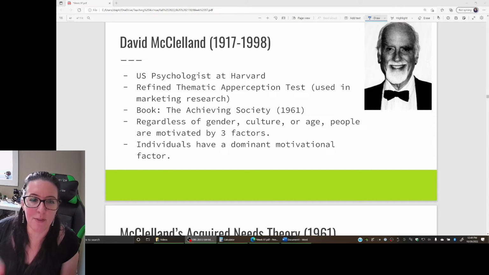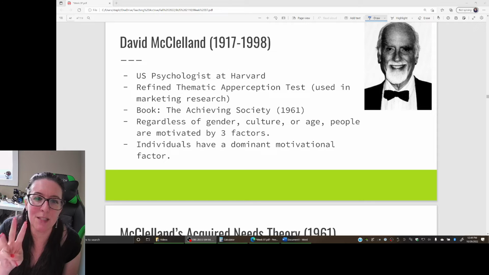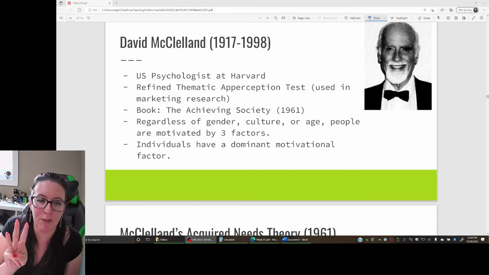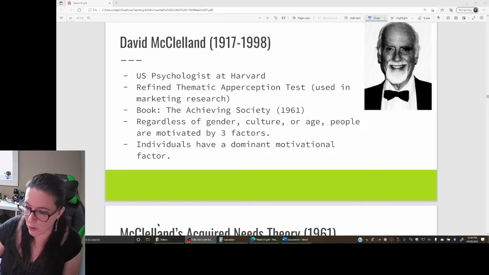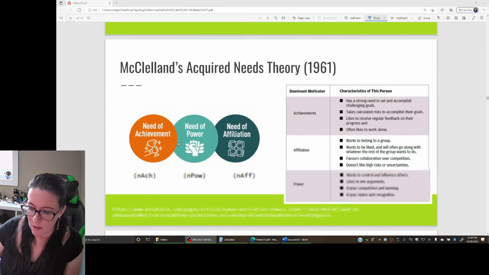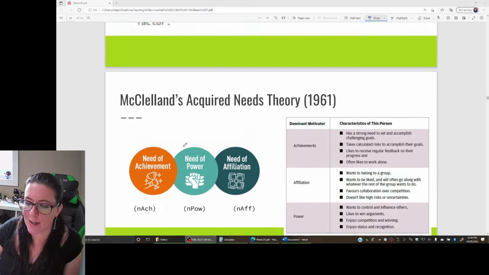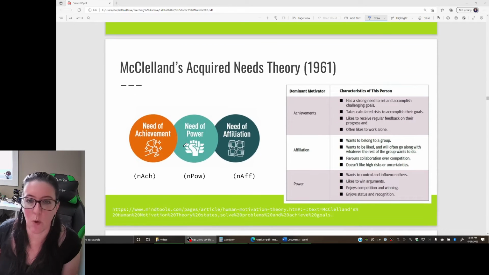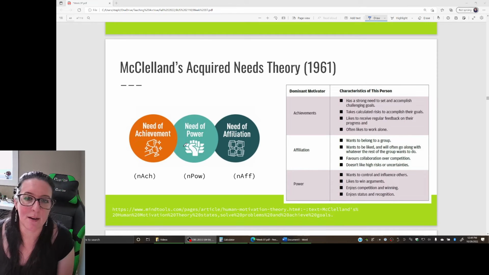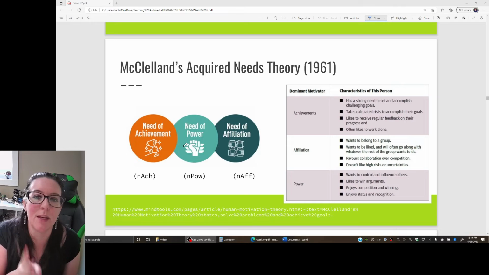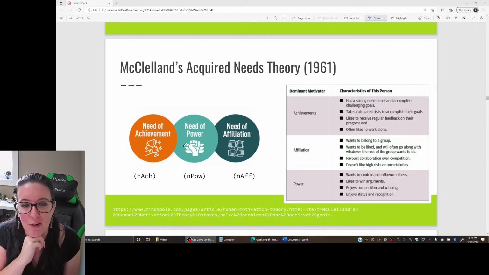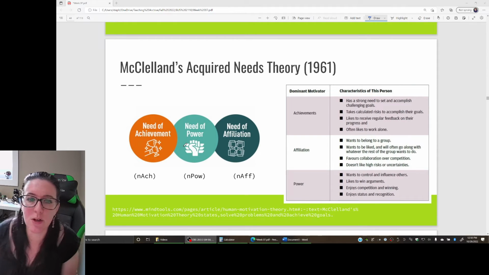So we all have these three factors, but individuals have a dominant motivational factor. Let's take a look at these. This is what is called the acquired needs theory from 1961. Those three motivational factors are the need for achievement, the need for power, and the need for affiliation. So let's start with achievement.